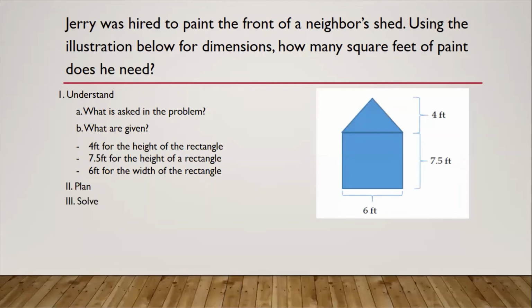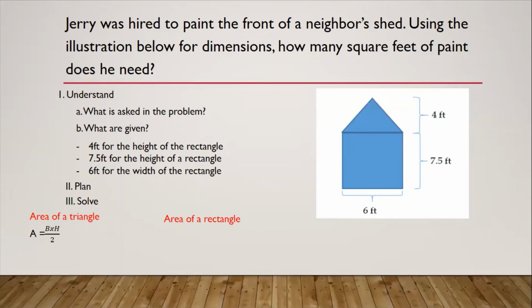And this time, let us solve now the problem. The first thing that we are going to do is find the area of the triangle, and after that, we will find the area of the rectangle. Let's start with the triangle. To find the area of a triangle, we use the formula area is equal to base times height divided by 2. Or we can also use area is equal to 1/2 times base times height. Any of the two formulas will do.